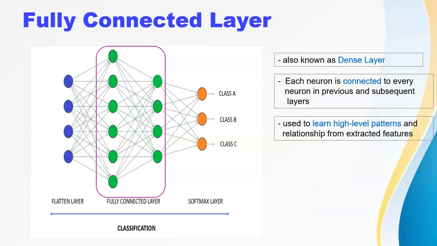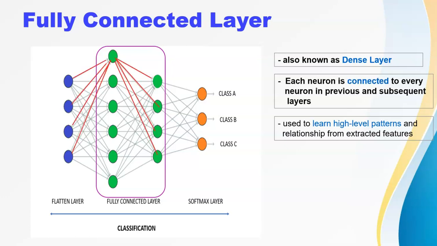Next, let us move on to the fully connected layer. A fully connected layer, also known as a dense layer, is a type of layer in a neural network where each neuron in the layer is connected to every neuron in the previous and the subsequent layer. The CNN uses convolution and pooling layers to extract features from the input data, and fully connected layers are used to learn high-level patterns and relationships from these extracted features.